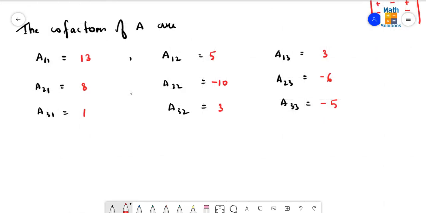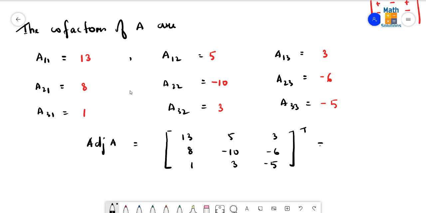For finding the adjoint, the adjoint of A will be equal to the transpose of this cofactor matrix. I need to find 13, 5, 3, then 8, minus 10, minus 6, then 1, 3, minus 5. Let's find its transpose. The result comes as 13, 8, 1, then 5, minus 10, 3, then 3, minus 6, minus 5. So this is the result for the adjoint of A.